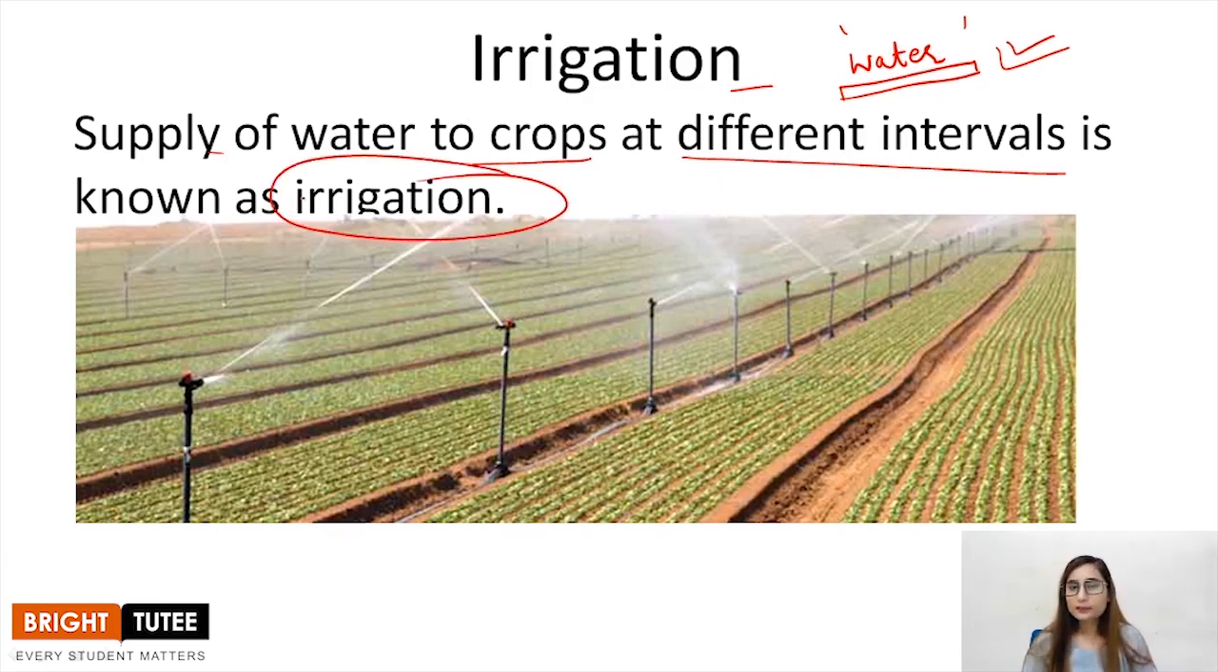So what does the statement say? It says that the supply of water to crops, right? As you can see in this picture, water is being supplied with the help of a sprinkler system that we will be talking about in this lecture only, right? So supply of water to crops at different intervals is known as irrigation, right?